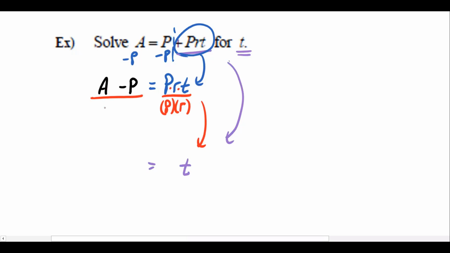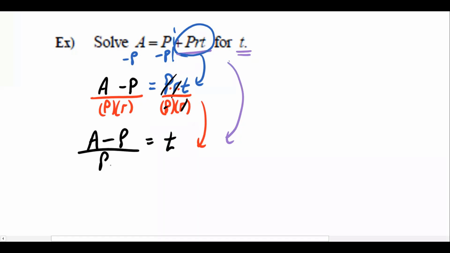So I know on this side, I want to do the same thing. I want to create or attach factors of P and R on the left side. So to get T by itself, the right side would all cancel, leaving just T. The left side becomes an expression A minus P all over P times R, or PR.